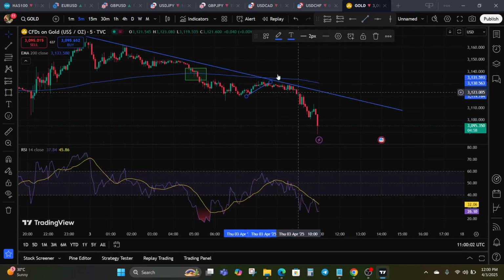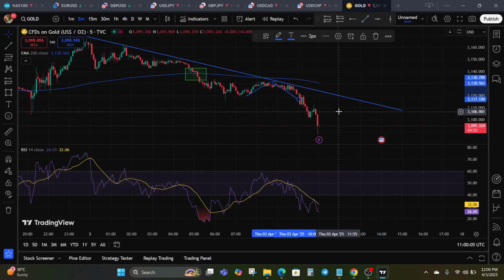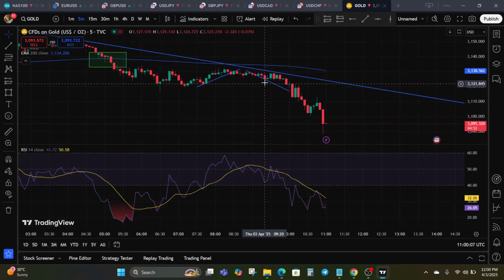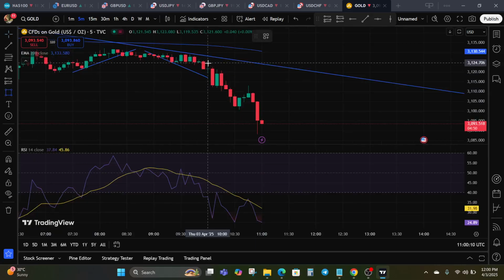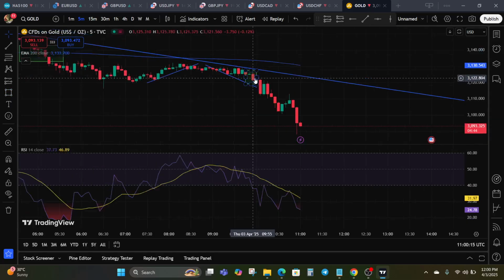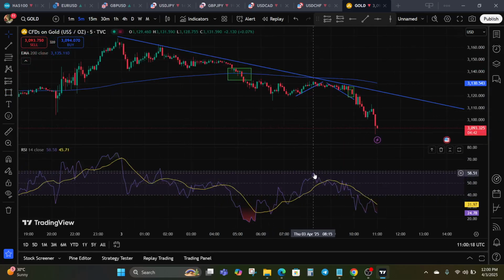So after that pullback has happened, then you look for a continuation pattern. Ensure that there is a continuation back to the downside. For example, we can see that we had a bearish pattern around here alongside the doji. You also look out for the RSI. Ensure that the RSI is dropping below the 60 level. It might not necessarily be in the overbought, but at least close to the 60 level and coming down. You can see now it's coming down from the overbought territory or close to it. So once you have your confirmation, you can enter your trade.